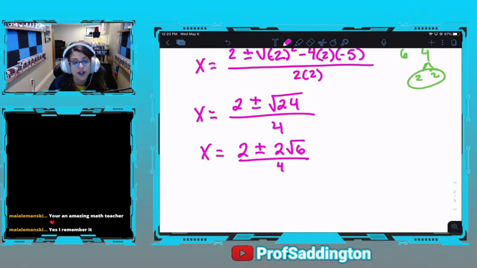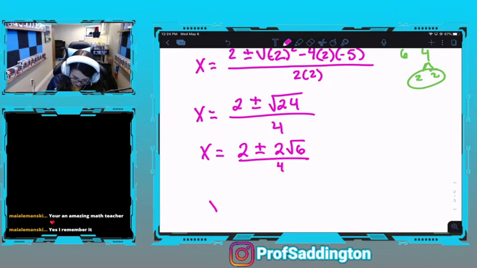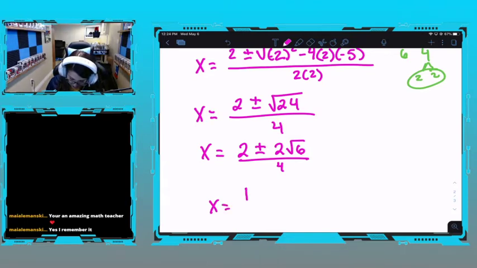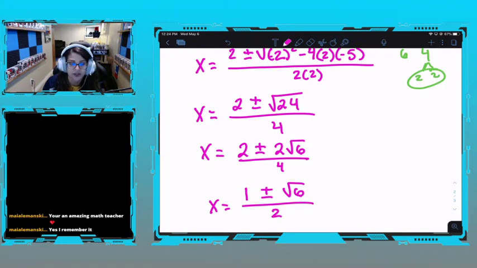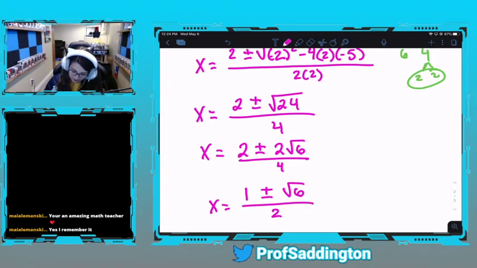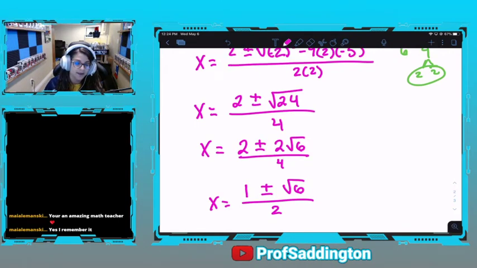Now, each term in this is divisible by 2. So if I did that, I could have technically 1 plus or minus 1 radical 6 all over 2. So I'm just dividing out, simplifying that fraction a little bit. You could say 1 radical 6, but you don't really need the 1 there. So this is as simplified as it would get.